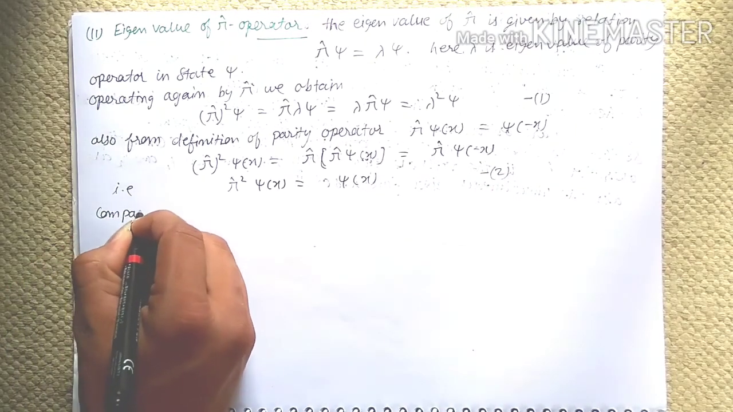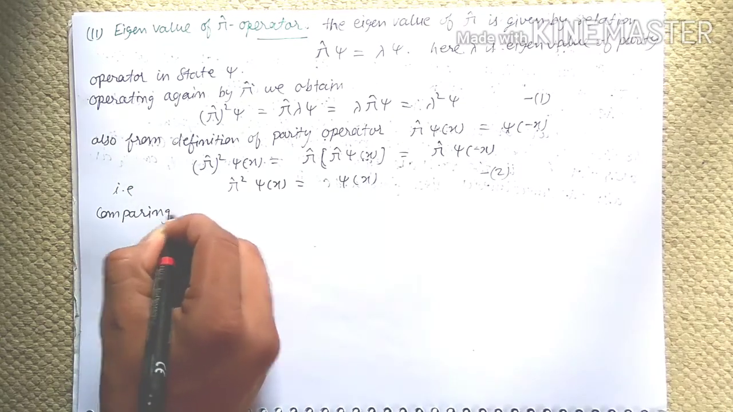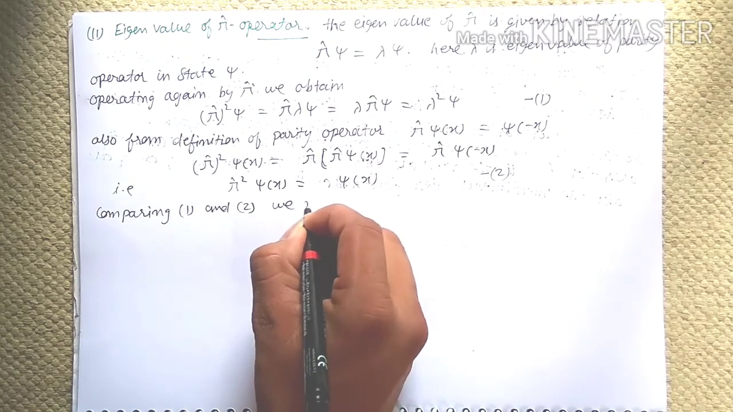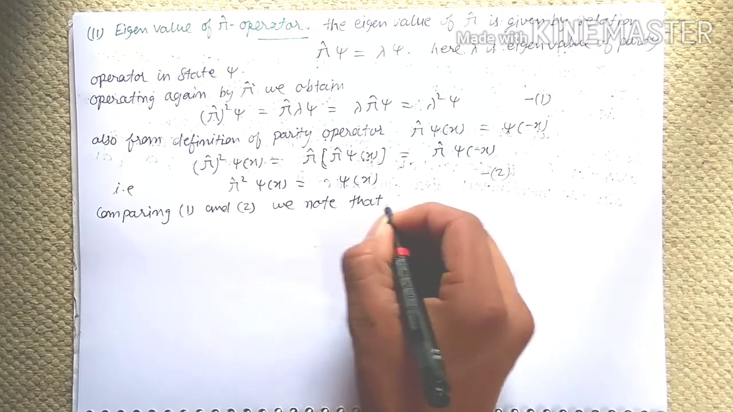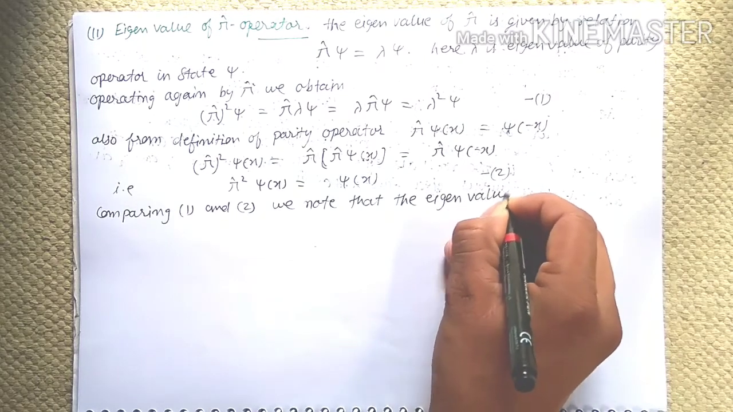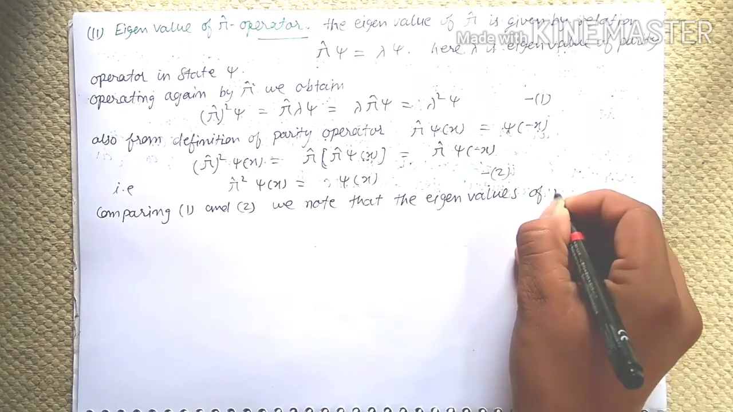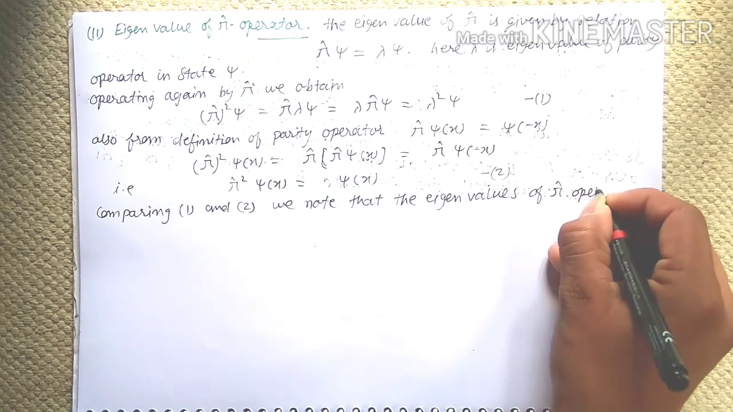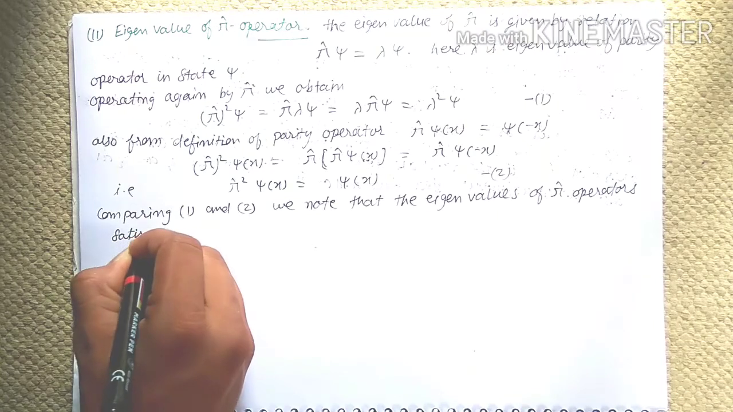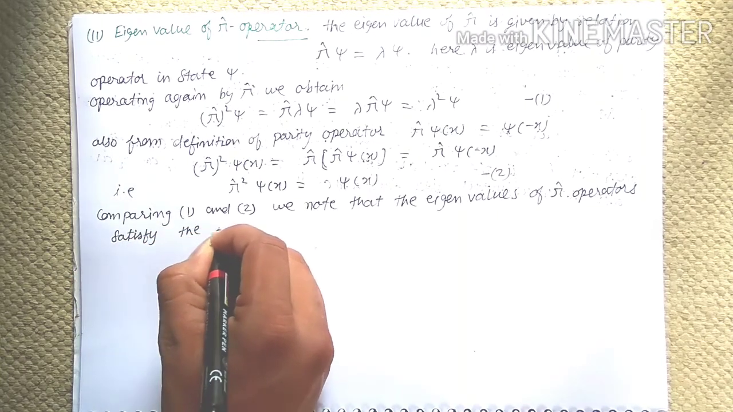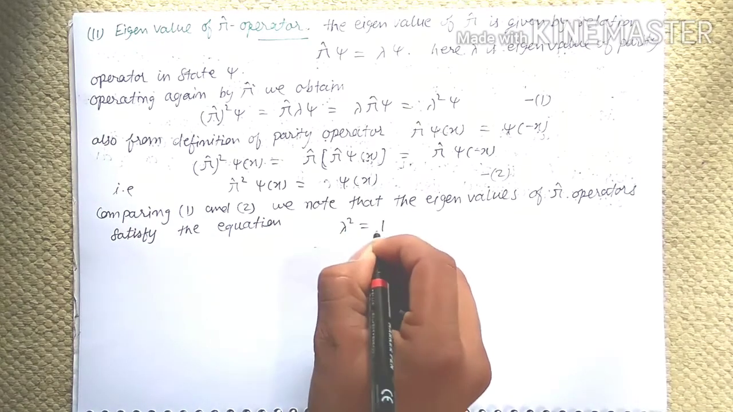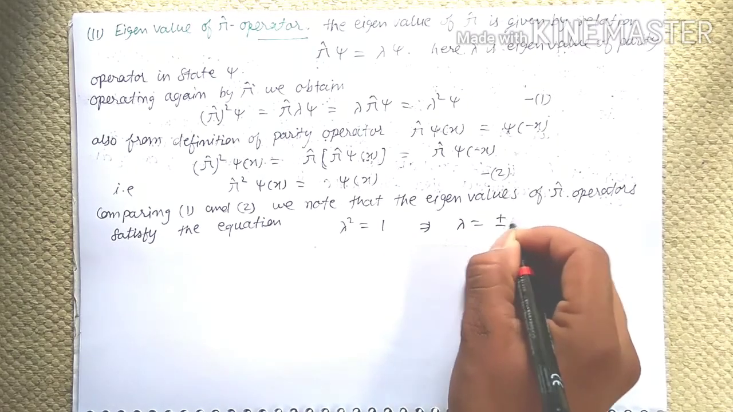Comparing equation 1 and 2, we note that the eigenvalues of pi cap operators satisfy the equation lambda square is equal to 1. That means lambda is equal to plus minus 1.